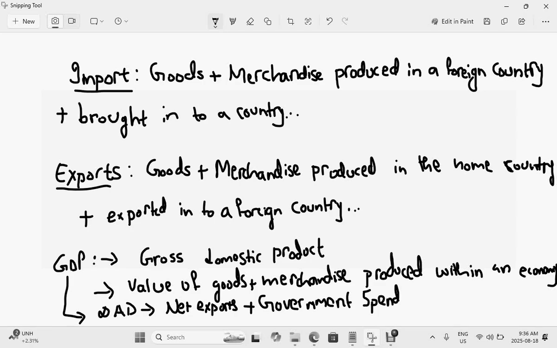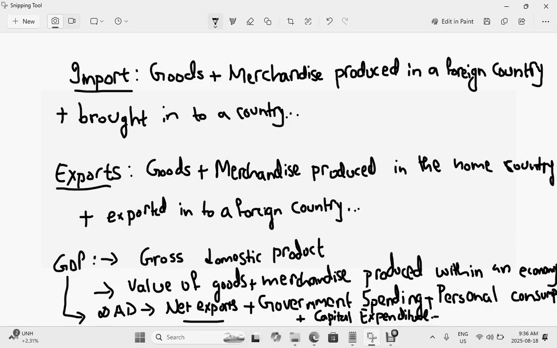When it comes to government spending, this has to do with spending on infrastructure, so highways, roads, and so on. You have personal consumption, which is consumption by households and individuals. And you have capital expenditure. So net exports, government spending, personal consumption, and capital expenditure.